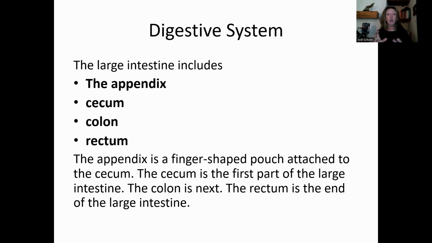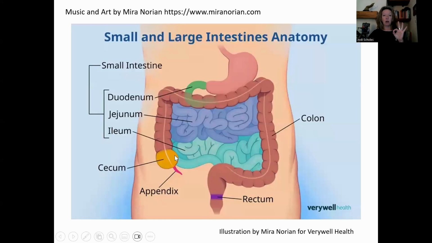So the cecum, the colon, and the rectum. If you see those descriptions, that's the large intestines. We'll take a look at the appendix here, but it's a little, finger-shaped organ attached to the cecum. And the cecum is the first part of the large intestine. So when the nutrition has been absorbed in the small intestine, now it's time to see if there's any liquids that we need in the body and start to turn our food into poop.